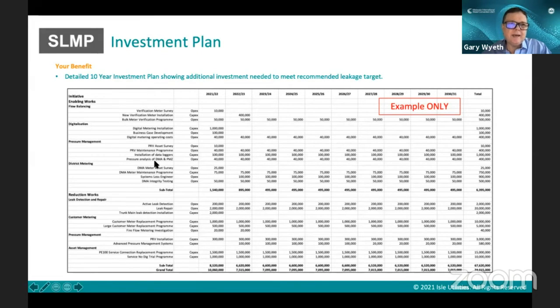Some of these activities would actually be already being done by the utility. So if we look at active leak detection, you can see that this was already being done, but maybe we're recommending that it's increased. Or maybe there's something completely new, like metering of fire flow connections. So that would be an additional cost as well. But what comes out of this is a detailed 10-year investment plan showing how much needs to be invested in total over the 10 years so that a utility understands how that would work.